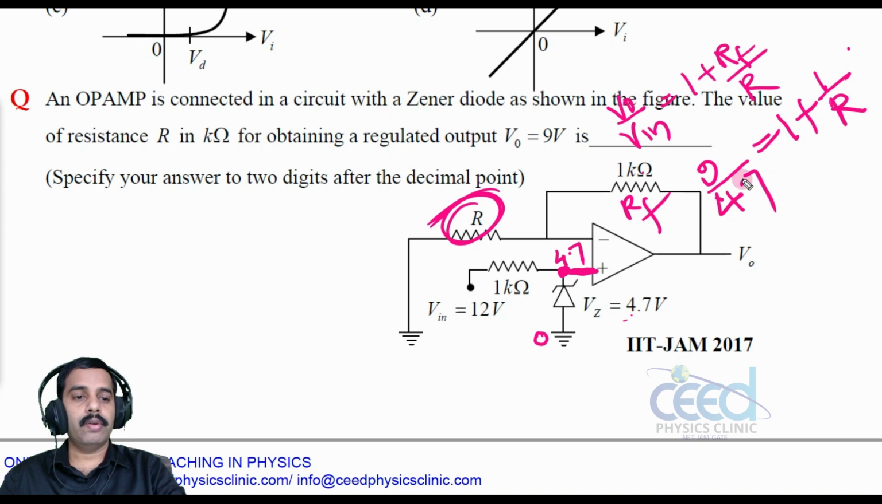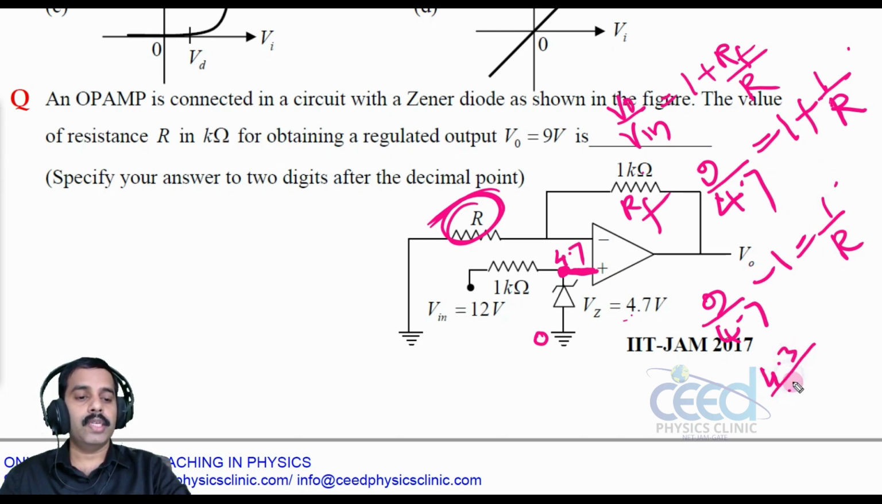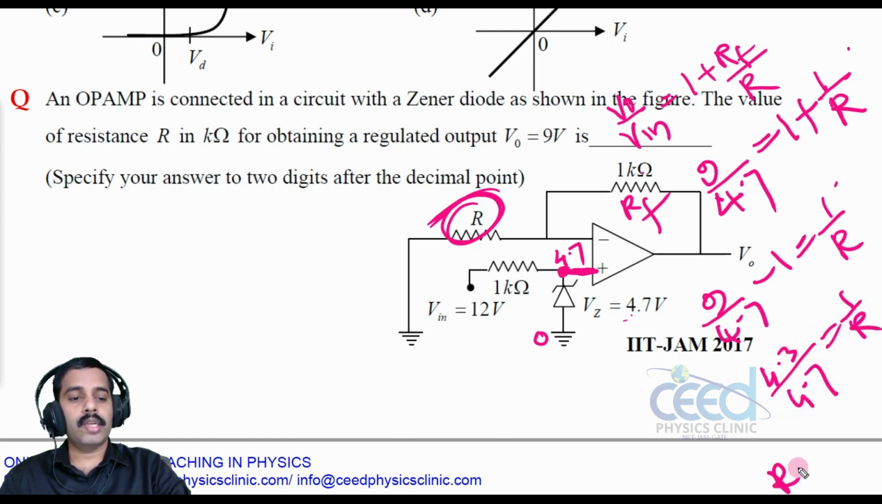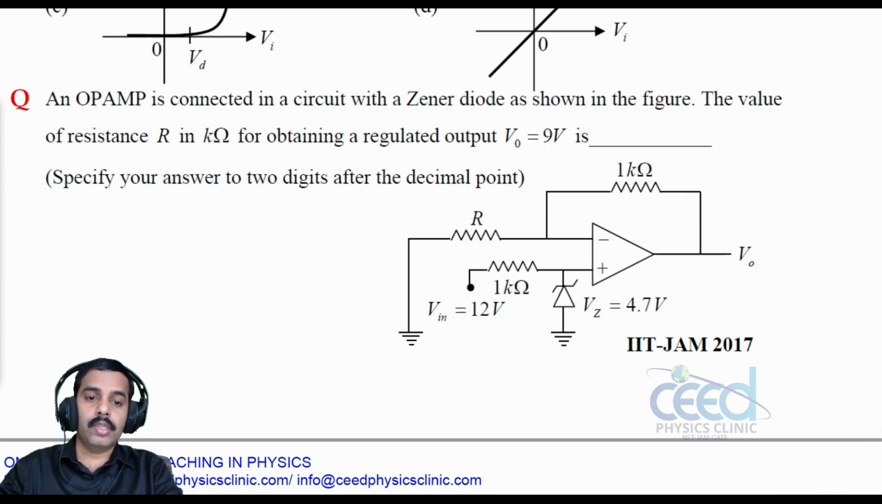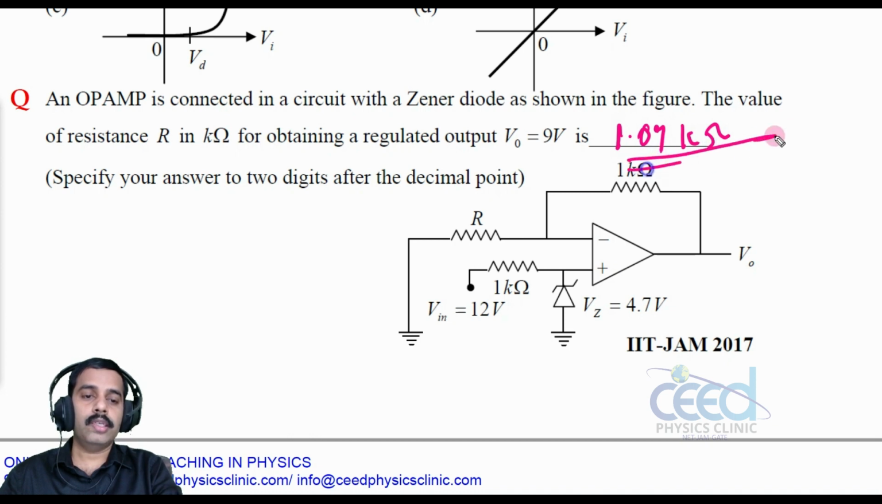So 9 by 4.7 minus 1 is equal to 1 by R. That is 9 minus 4.7, that is 4.3, divided by 4.7, is equal to 1 by R. So R is equal to 4.7 divided by 4.3, that is equal to 1.09 kilo ohm. So the resistance value is 1.09 kilo ohm, right? All right.